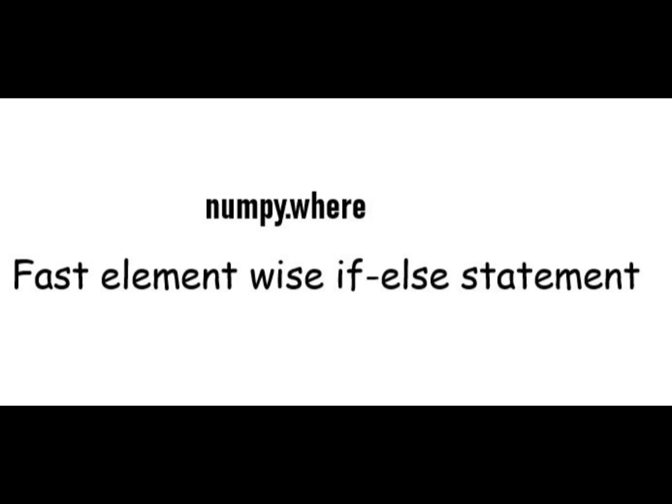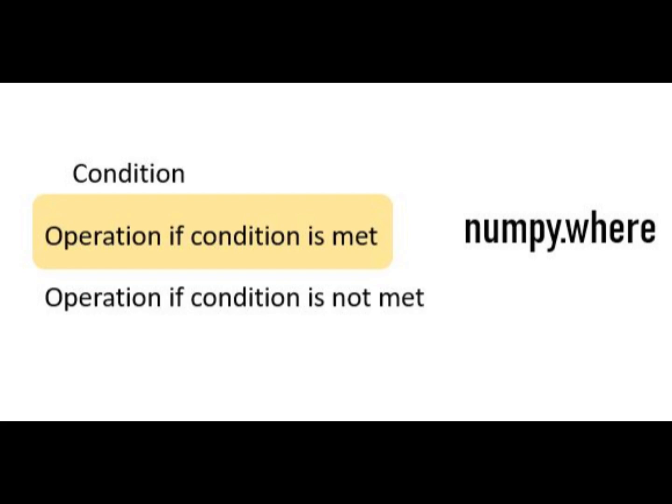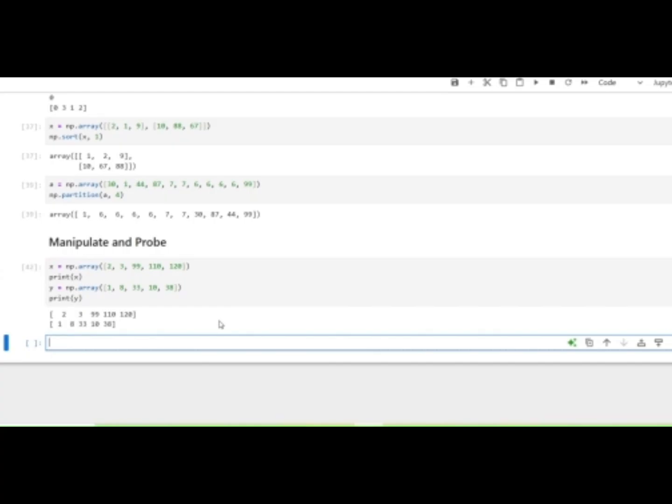The three mandatory arguments that the function accepts for this are number 1, condition, number 2, operation if the condition is met, and number 3, the else part. For example, if you have two arrays x and y and you would like to return x plus y if the value of x is even, else x minus y, then you can simply write it as np.where condition, that is x modulus 2 equals to 0, comma x plus y, comma x minus y.